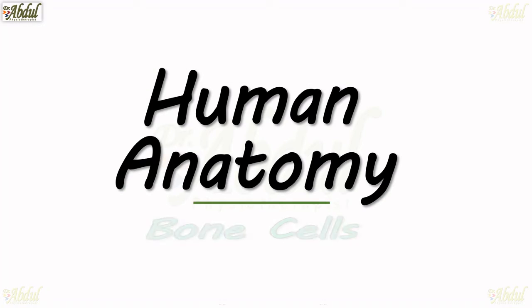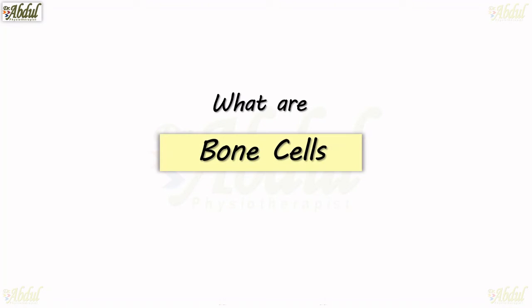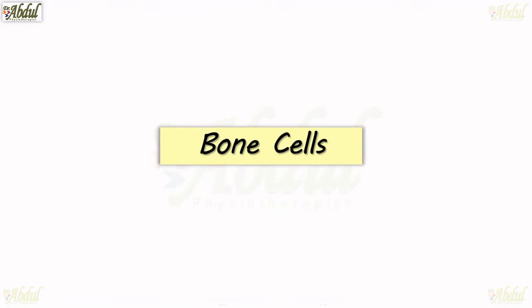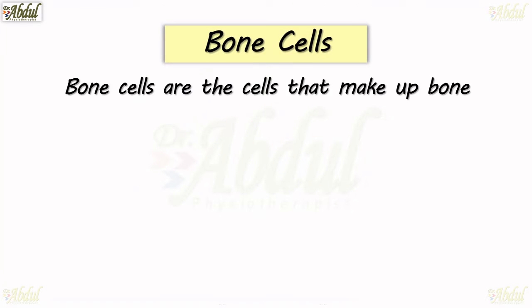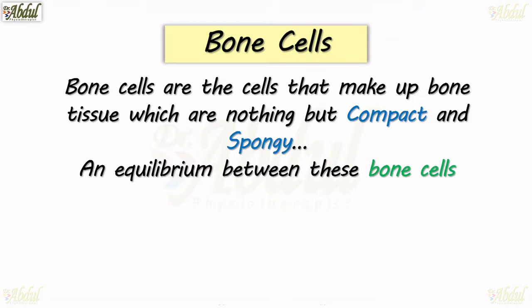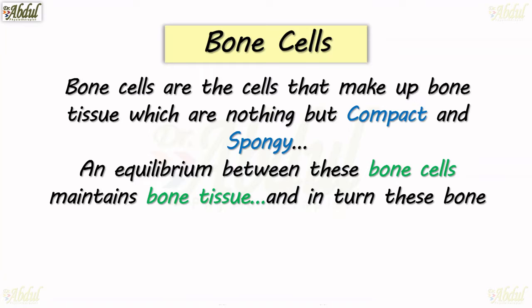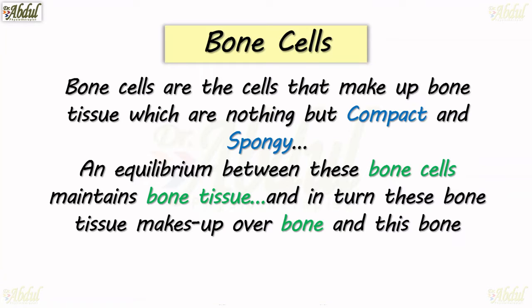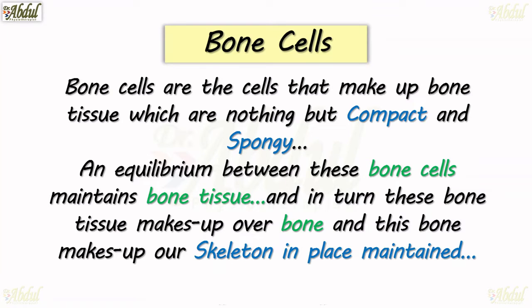Human anatomy, bone cells. What are bone cells? Let's talk about it in this video. Bone cells are the cells that make up bone tissues, which are nothing but compact and spongy bone tissues. An equilibrium between these bone cells maintains the bone tissue, and in turn this bone tissue makes up our bone, and this bone makes up our skeleton and keeps it in place. So that's the importance of bone cells.